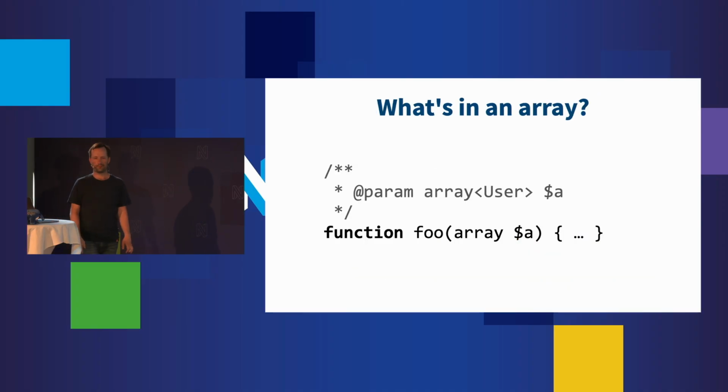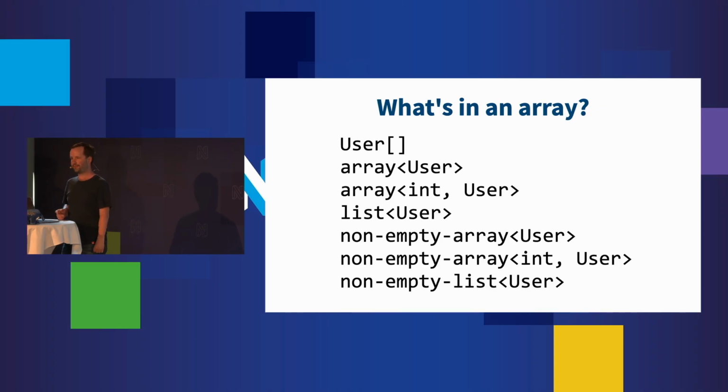And it also forces you to say what's in your array. So here we can say that we have an array of users, and there are a lot more advanced types, not just related to arrays, but also to other types. You can also say that we have a list, not just an array, but a list, which means that the indexes are consecutive and start at 0. And you can also say that you have non-empty arrays or lists, which means that there's at least one item inside.